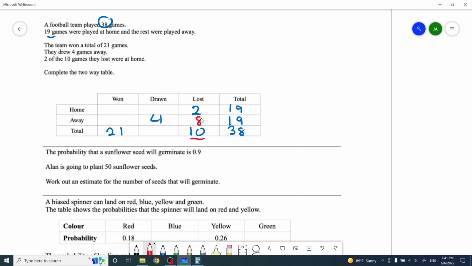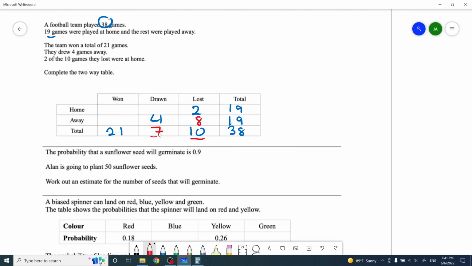Okay, we can start to fill in some others now. In fact, we can pretty much fill in almost all of these. So let's go ahead and fill in our total here. Our total of total games is 38. They lost 10, so 38 minus 10 is 28. 28 minus 21 is going to give us 7.